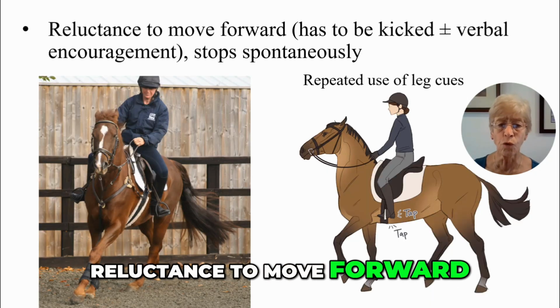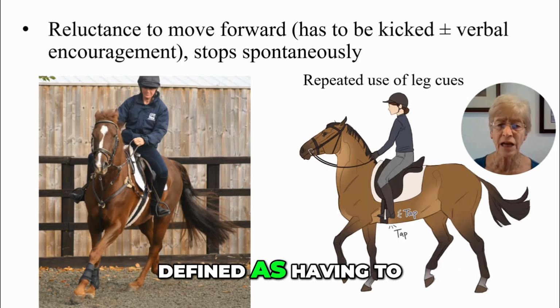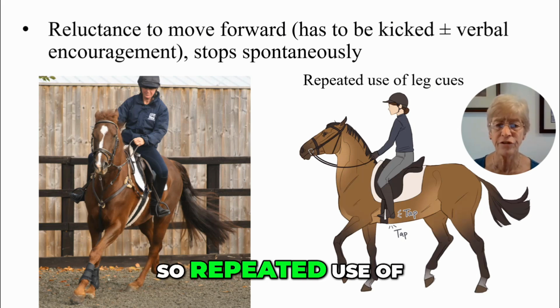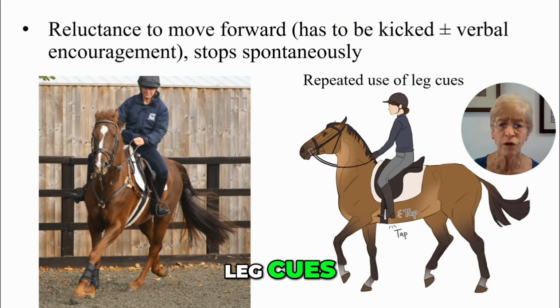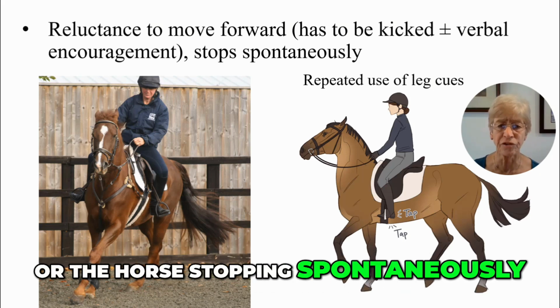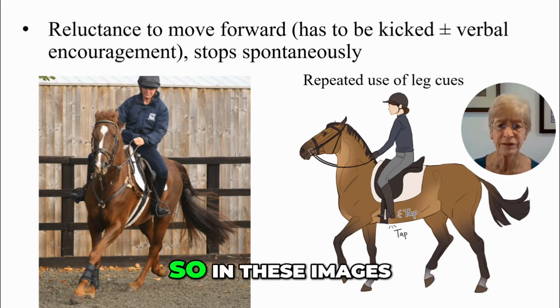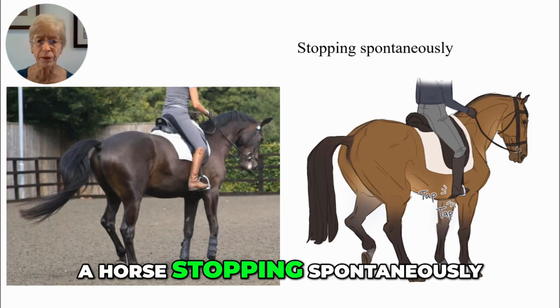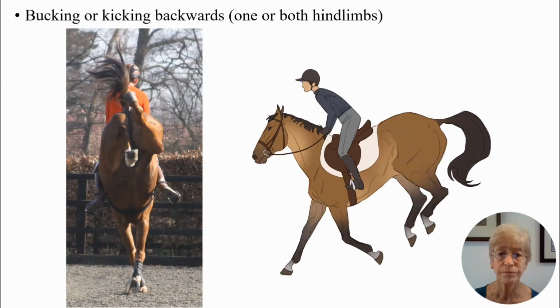Reluctance to move forward, defined as having to be kicked repeatedly, so repeated use of leg cues, with or without verbal encouragement, or the horse stopping spontaneously. So in these images, we see repeated use of leg cues, and here we see a horse stopping spontaneously.